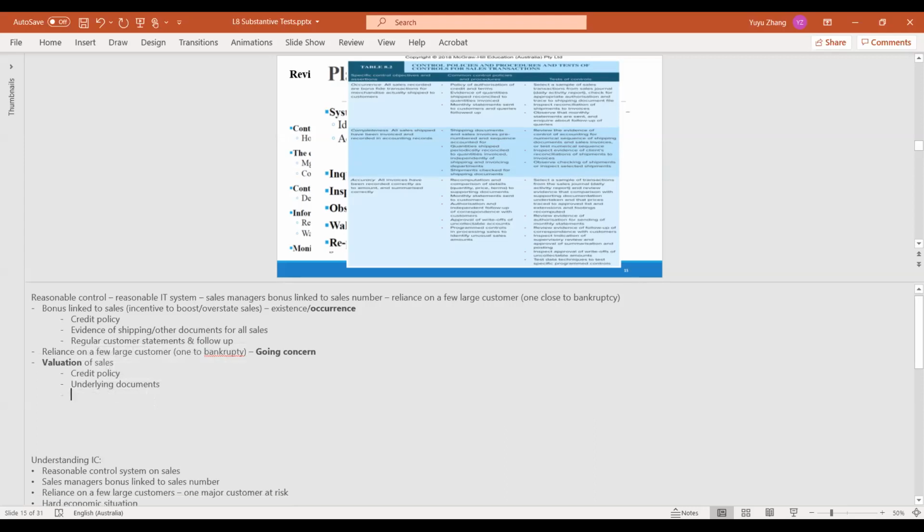So here we are talking about control procedures, controls. Do you think the customer statements and follow-up would also be important for valuation? In addition to those procedures which are identical to the occurrence assertion, what others would also be quite important? Customer complaints could potentially go into valuation.